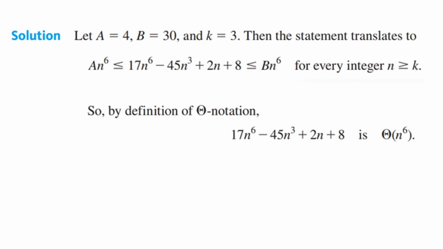And here's the answer. Since we can have, if A is 4 and B is 30 and K is 3, so for n bigger than 3, we know that this is between that, and we will say that this is theta of n to the 6th. That means this grows like n to the 6th because it's bounded by 2 multiples of n to the 6th.